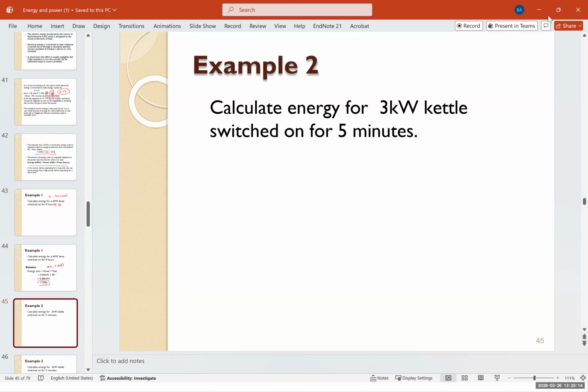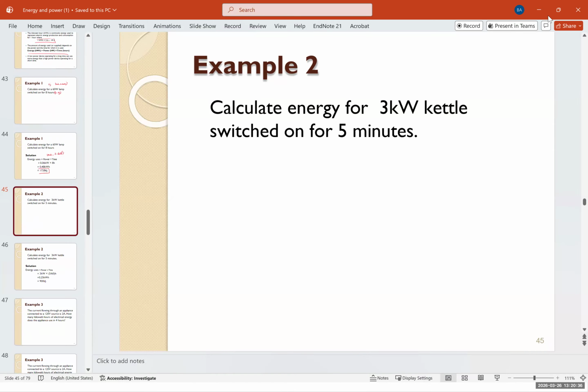Thank you. Now, second example, we want to calculate the energy for a 3 kilowatt kettle switched on for 5 minutes. Again in kilojoules, because we want to see how much heat we are using.